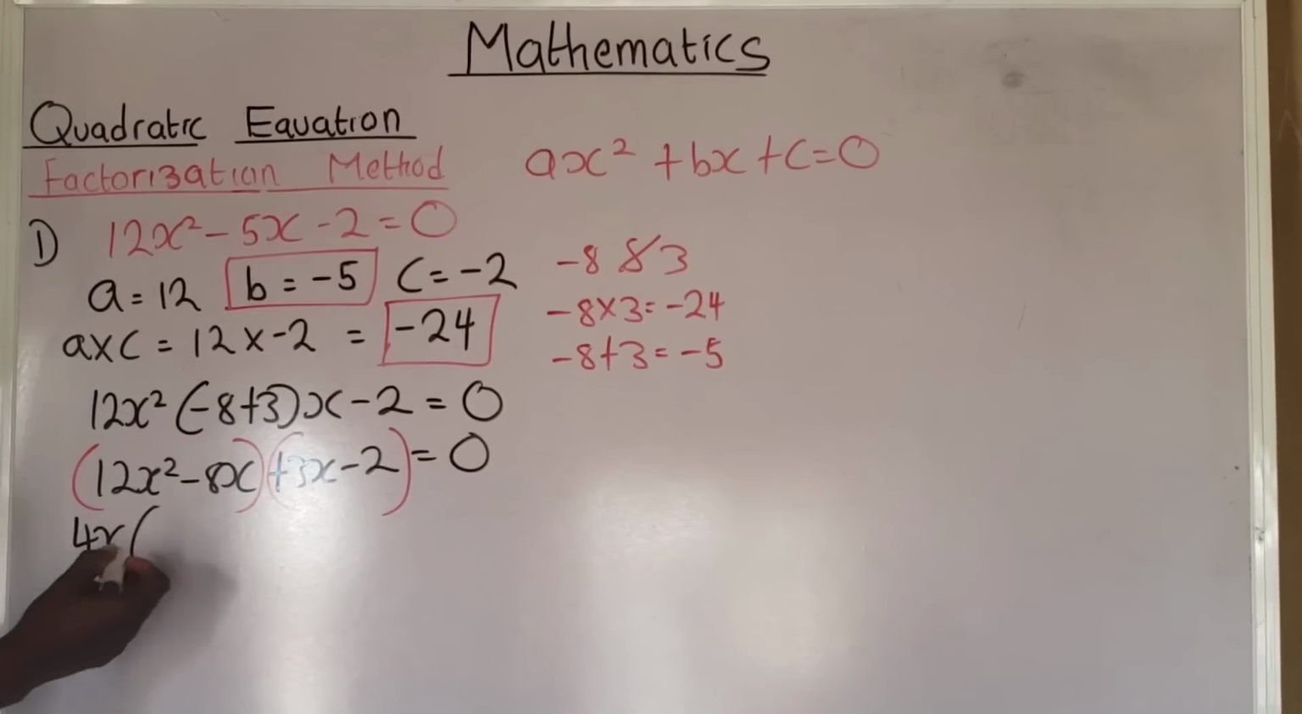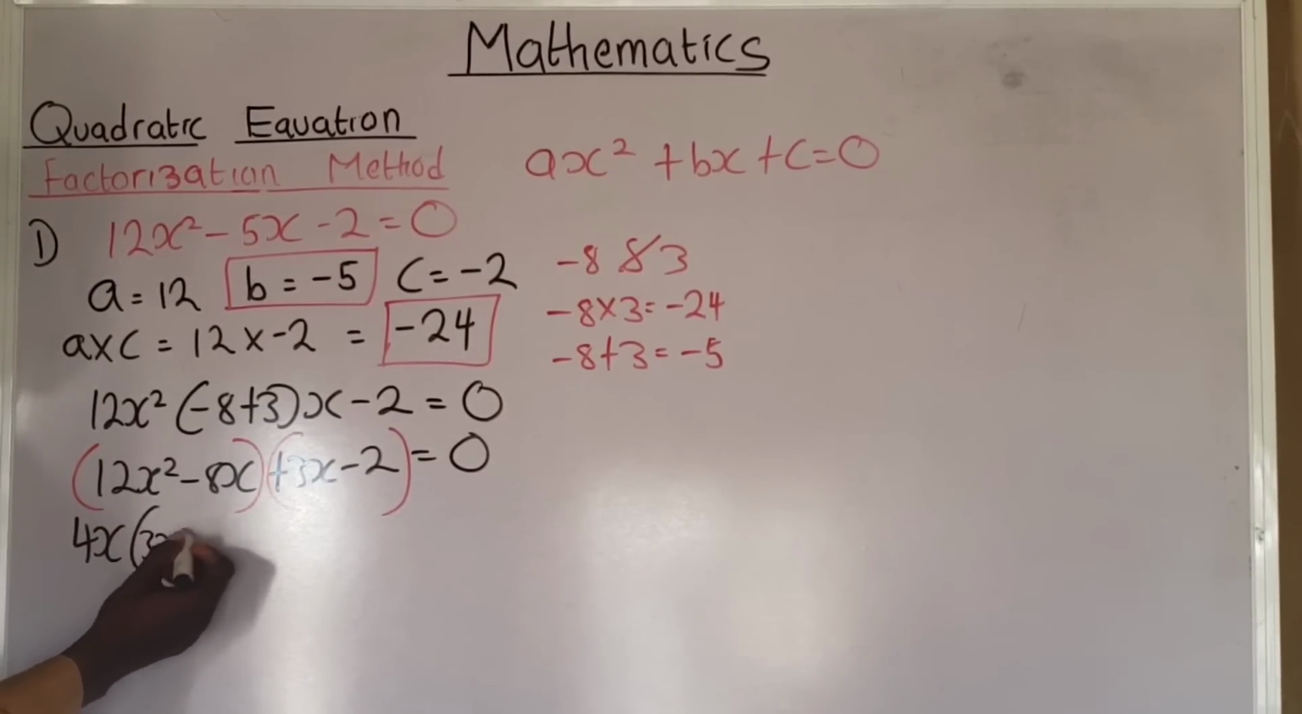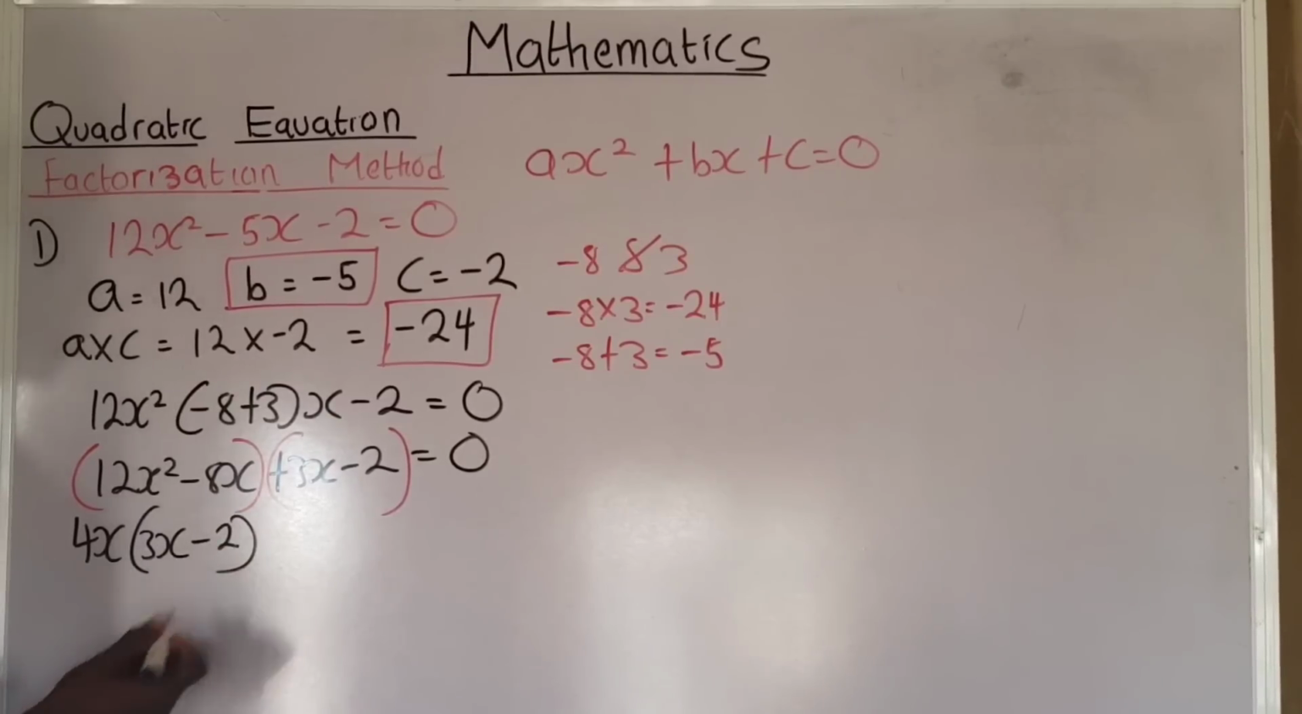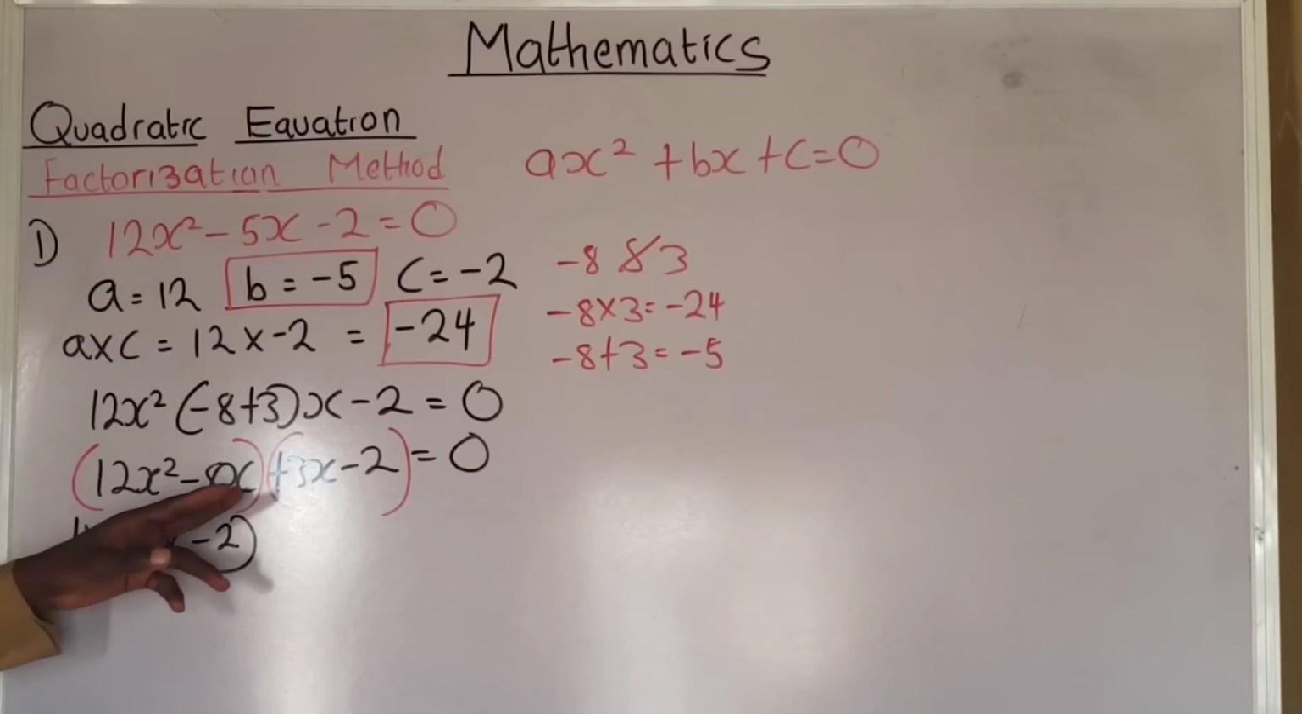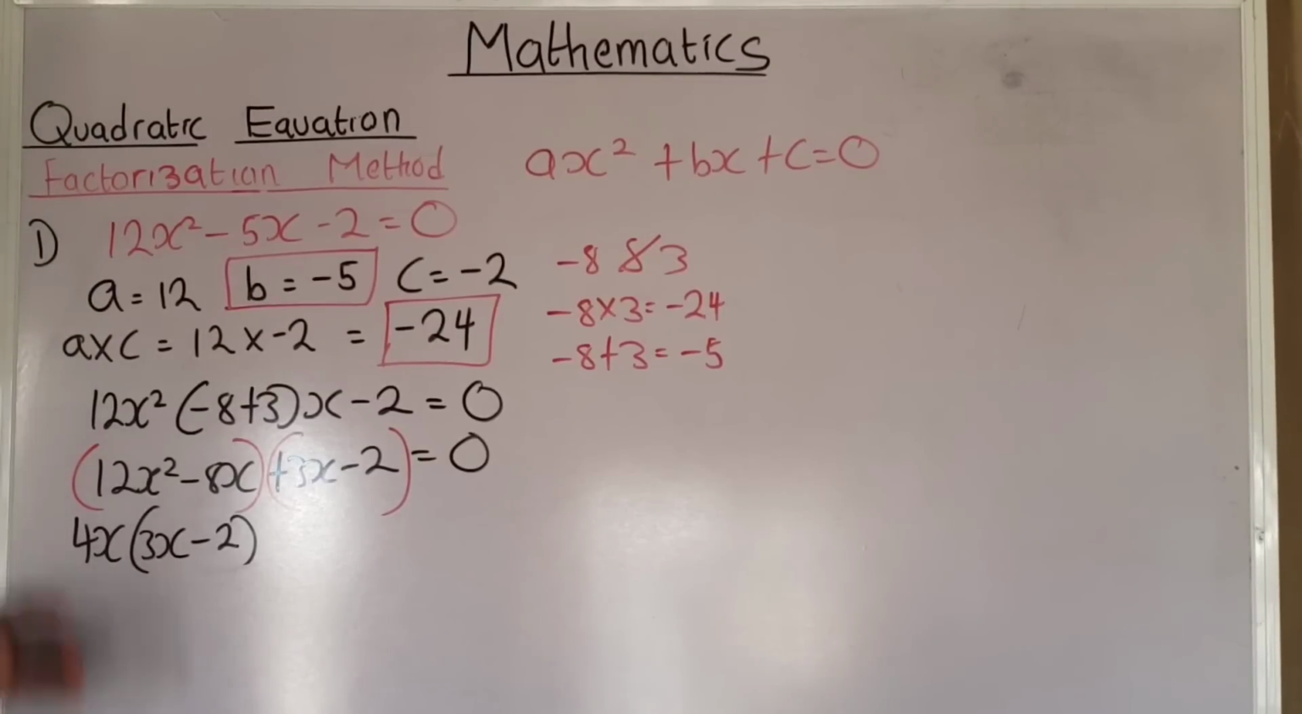Now, that will be 3x minus 2. And the reason is because if I take the common factor of 12x squared and negative 8x as 4x, then when I multiply the bracket, I must result in 12x squared and negative 8x. You understand? 4x times 3x is 12x squared. 4x times negative 2 is negative 8x. You can see now.